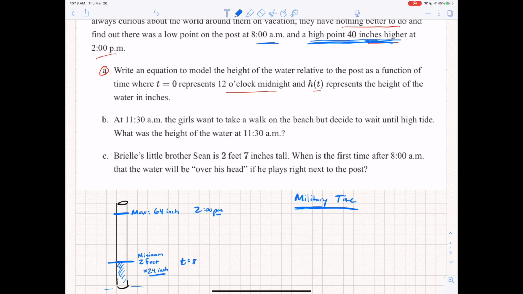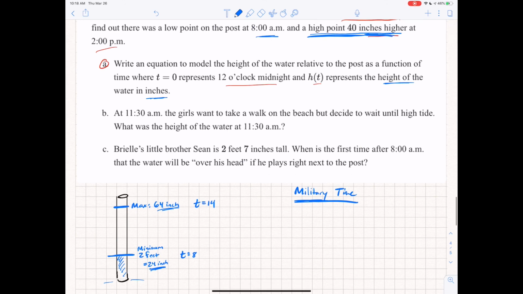So when we say that it reaches its maximum at 2 p.m., I'm not actually going to use 2 as my t value for that max. I'm going to use 14, because that's the time value in terms of military time, or an integer, a real number, when this thing is at its max. I'm also going to want to make sure that I don't use feet because in part A, I'm told to model the height in terms of inches. So it works out that they told us 40 inches higher, and we went ahead and converted that minimum of 2 feet to 24.